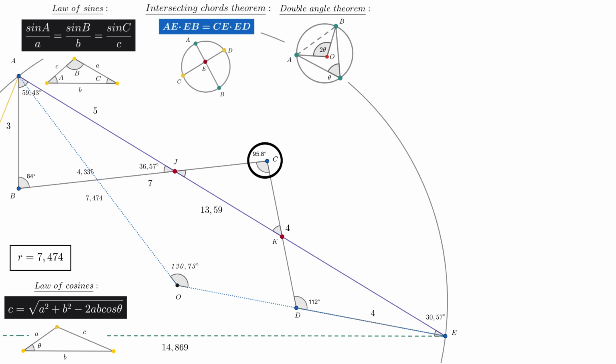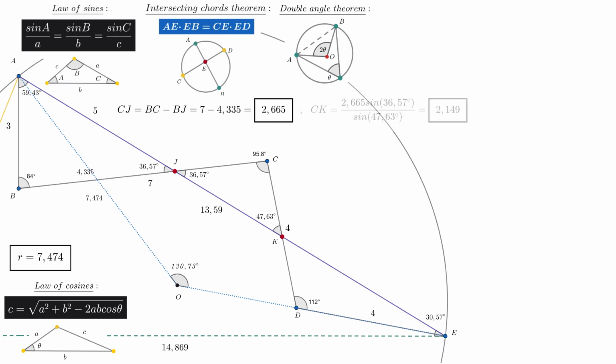Since this angle here is 95.8, this one is 36.57, and this one is 180 minus 95.8 minus 36.57, which is 47.63. And CJ is 7 minus BJ, which is 7 minus 4.335, which is 2.665. And CK is, from the law of sines again, 2.149. And JK is 3.58. Moving on to EDK.